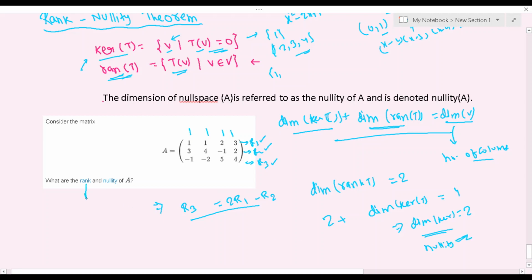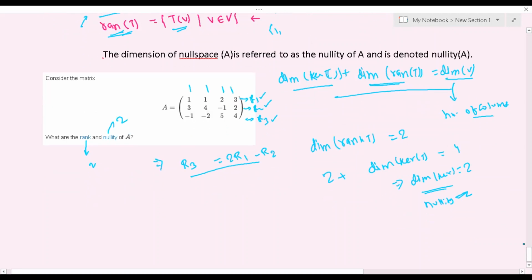So what we found as rank is 2, and nullity is 2. So in this way we can compute rank and nullity. Hope you have understood this rank nullity theorem. So finally, write what the rank nullity theorem was. This is rank of T plus nullity of T, and this is equal to dimension of V.